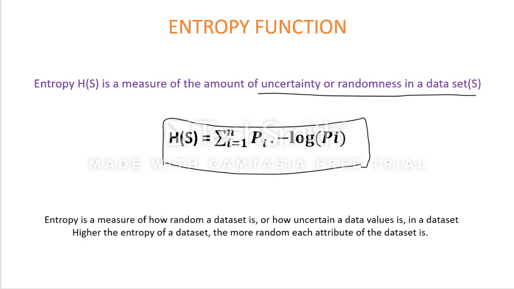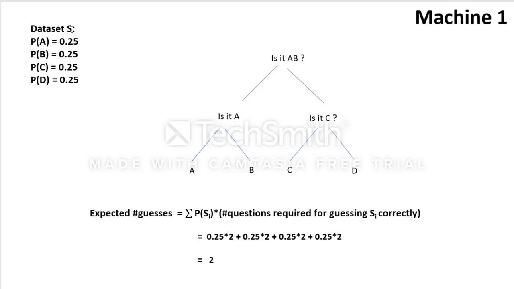So let's take a look at the two datasets, S1 and S2. We have dataset S1 with 4 attributes A, B, C and D. The probabilities of occurrences of A, B, C and D are here. They are all equally likely. Say the first time it puts out B, next time it puts out A, next time it puts out D, again it puts out B or C. Say we want to find the next value in this dataset that machine 1 puts out.